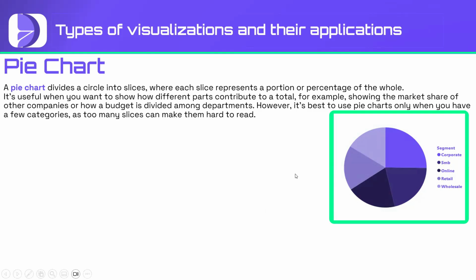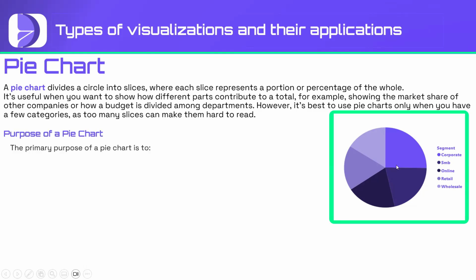So take for instance, you can see the segments SMB, online retail and wholesales, each of them contributing a percentage of the total. Corporate is having the highest, followed by SMB, followed by online, followed by retail, and followed by wholesale. You can see what we have here called the legend, and it's showing what each of those colors is representing, or the categories they are standing for.